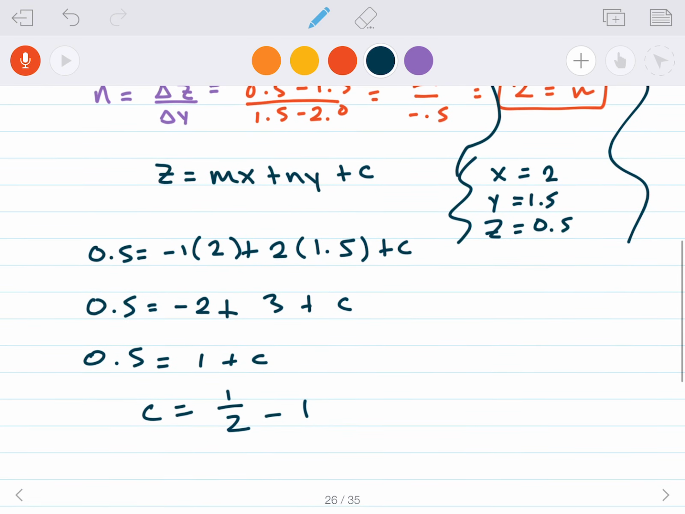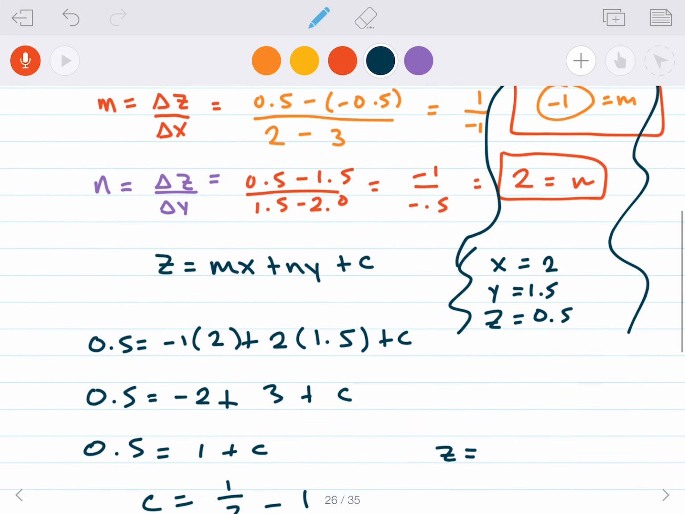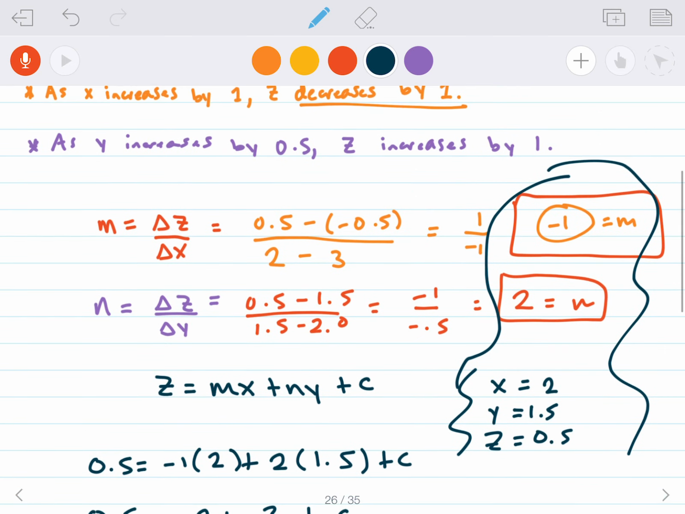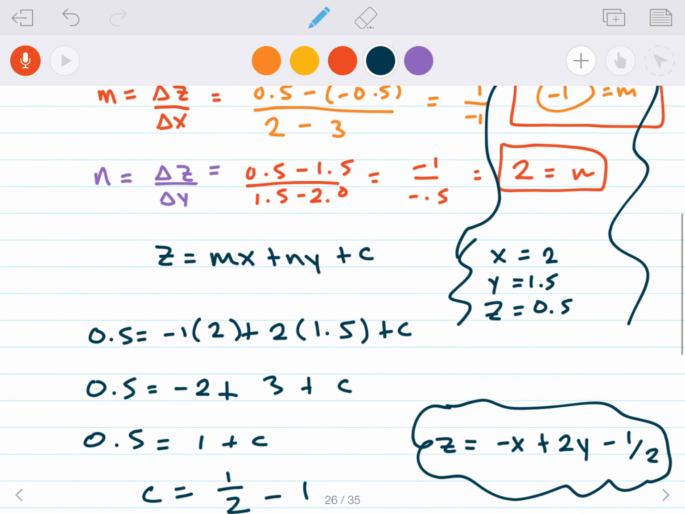Alright, so we have c is equal to negative 1/2, and we know what m and n are, so we are good to go here. So our equation is going to be z is equal to m, which we found was negative 1, times x plus n times y, and finally plus c. So this is our equation that represents this linear table.